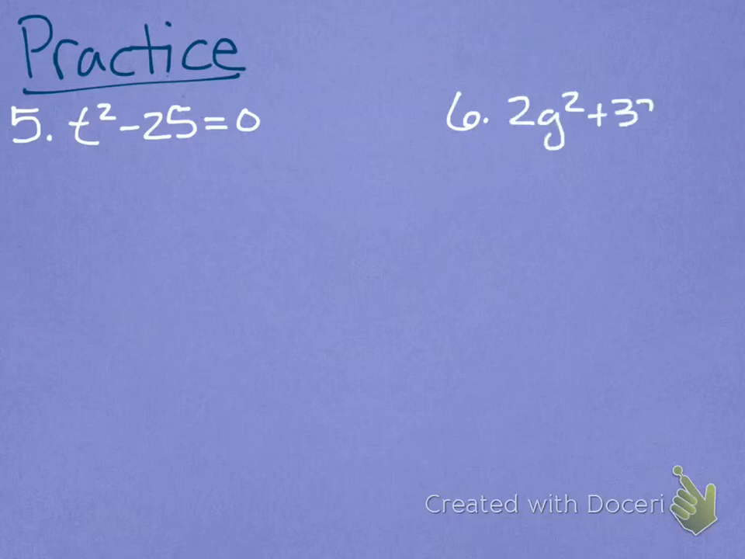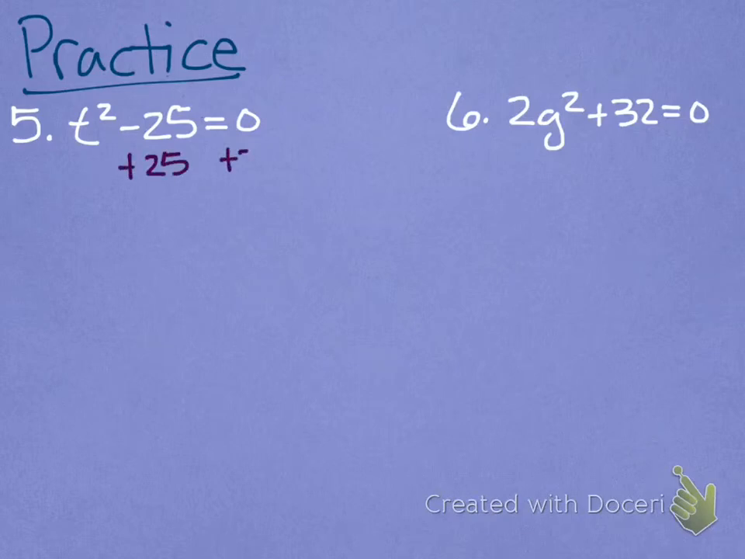Okay, so here's some practice problems for you guys to work on. The first one is t squared minus 25 equals 0, and the second is 2g squared plus 32 equals 0. So I'm going to give you guys a couple seconds to pause the video and work on it on your own. Remember, you can rewind, look at the examples, or you can look at your notes, or just simply pause it.